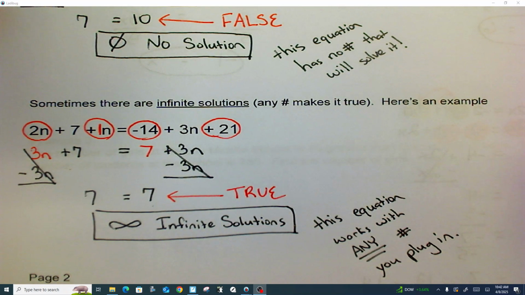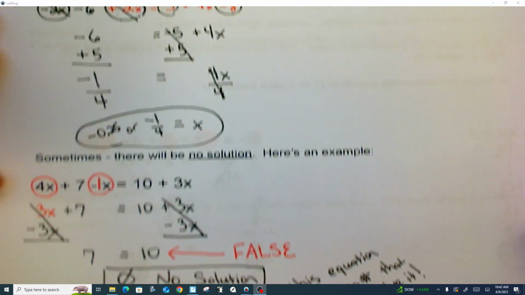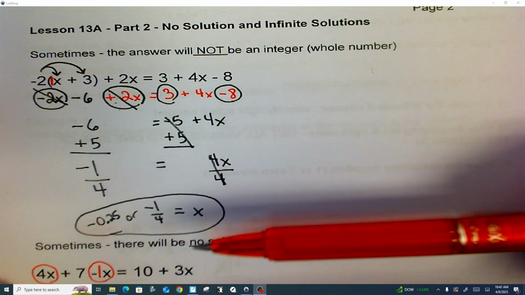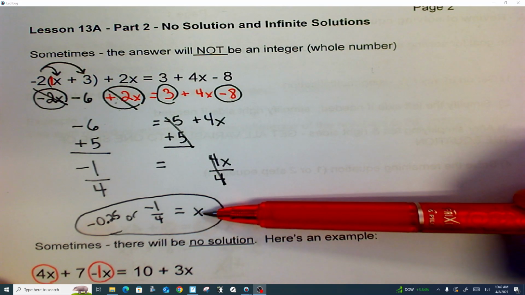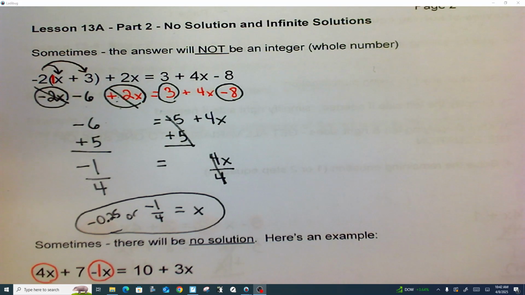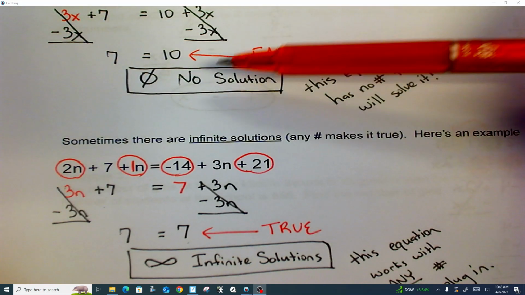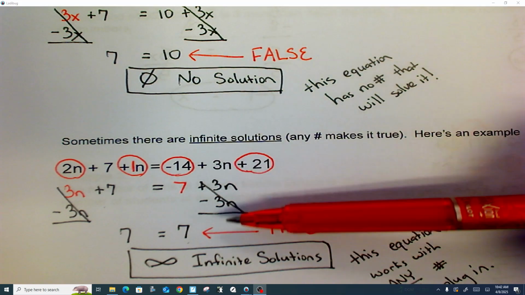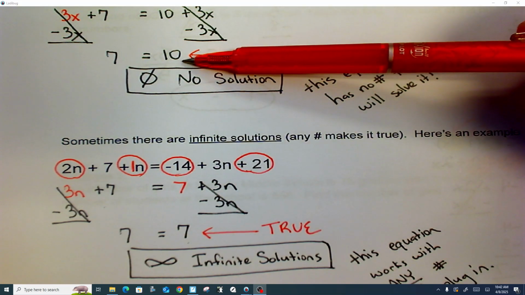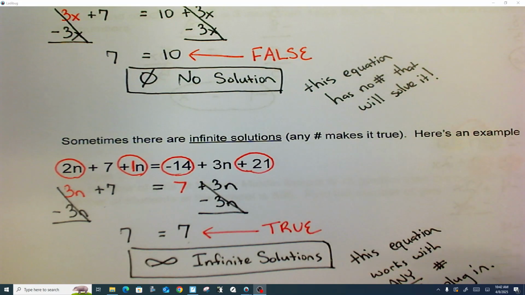So when you go solve these equations, if you still have a variable left over all by itself, it's just going to have one answer. But if you get down to these two scenarios where after you get the variables to one side and there's nothing left over, it's either going to be a no solution setup or an infinite solution setup.